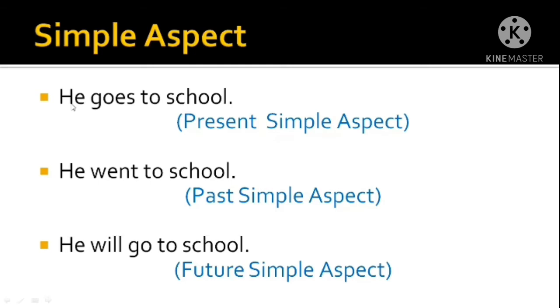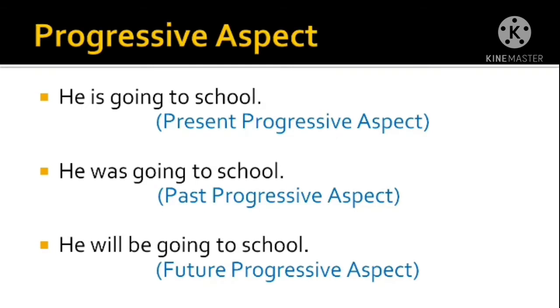So will plus V1, that is the base form of go. So it is in the future but simple aspect. So this way you can look at the simple aspects in English grammar. Now I'll talk about the progressive aspect. First of all, you need to remember what you mean by progressive aspect. Progressive means continuous. One simple word you remember.